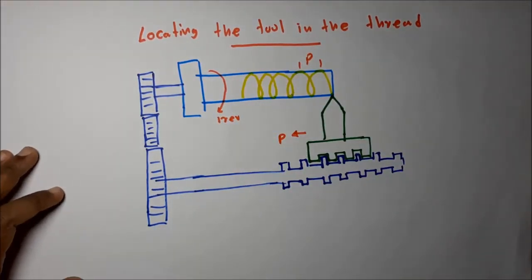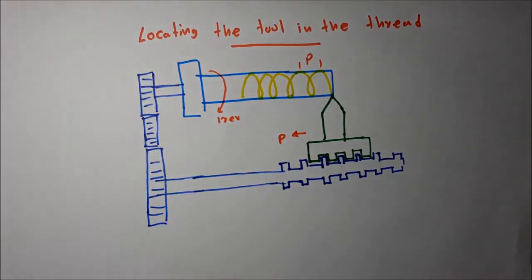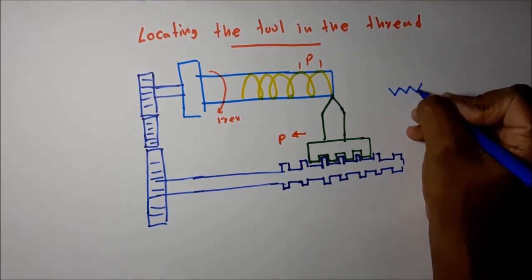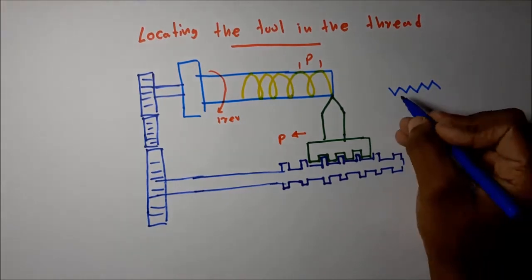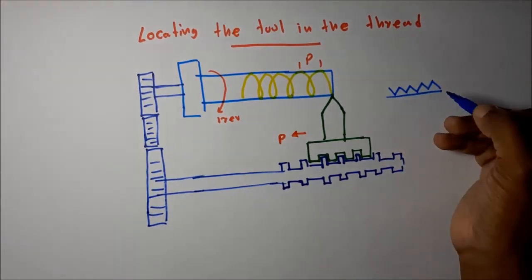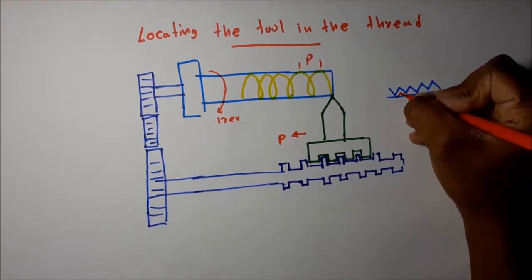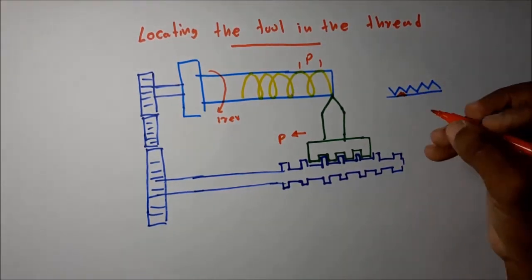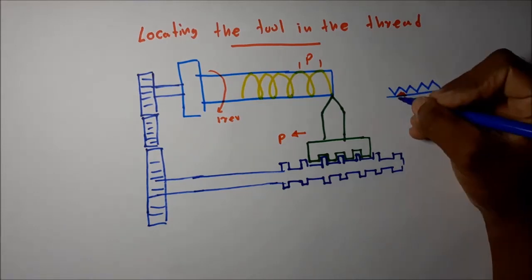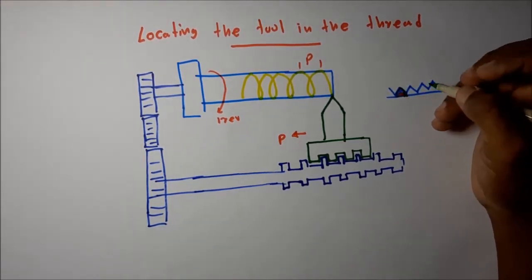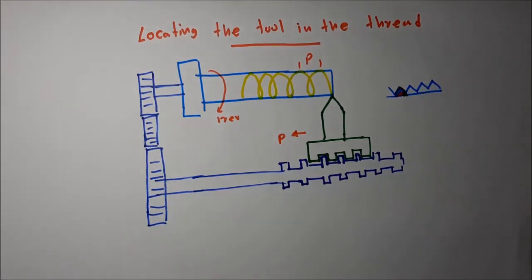Then in thread cutting operation, at once we can't obtain the required depth for the thread. Let's say this is the required depth that we are starting from somewhere in here. In a first cut, maybe we are removing this kind of small amount of material. Then in a second cut, we are removing another layer. In a third cut, finally we are obtaining the final depth for the screw. That means we need several cuts to get the required depth for the screw.